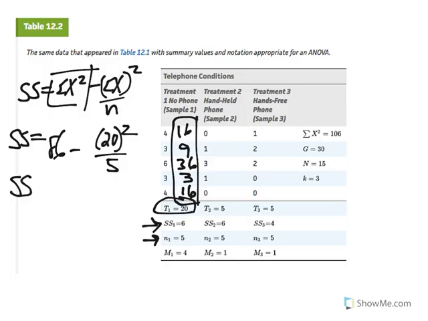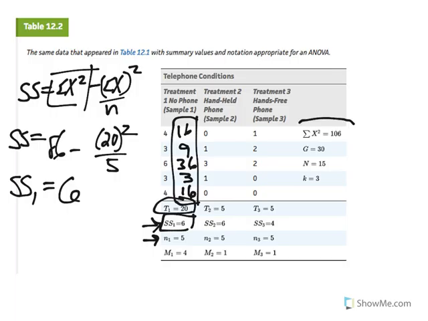So SS for our first distribution is computed by taking 20 squared divided by 5 and subtracting it from 86. We should get that it's equal to 6. So that's where the sum of square deviations for our first distribution came from.